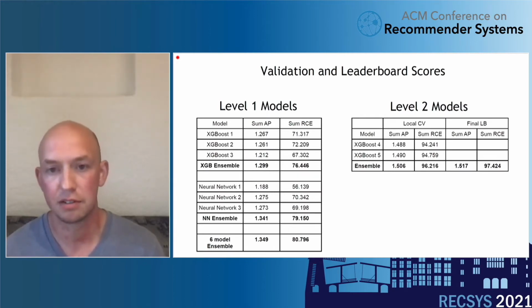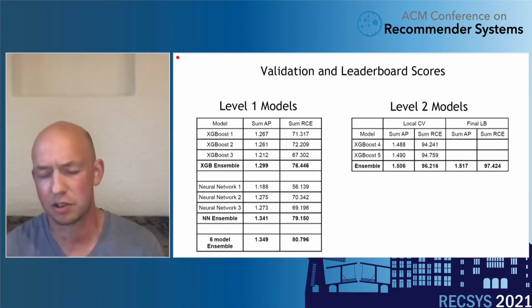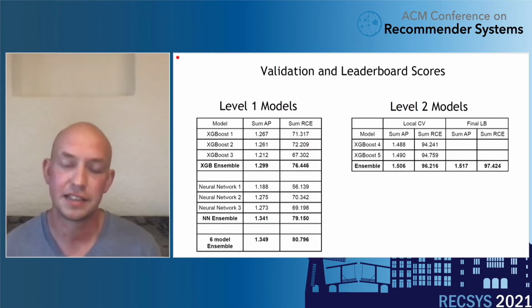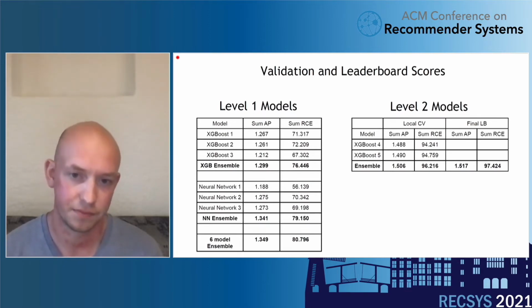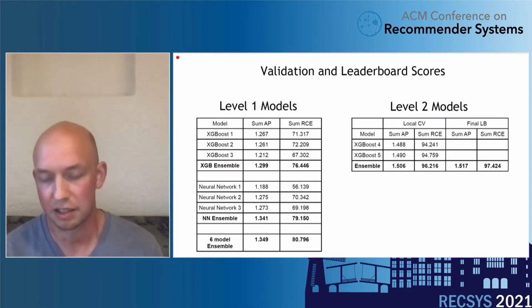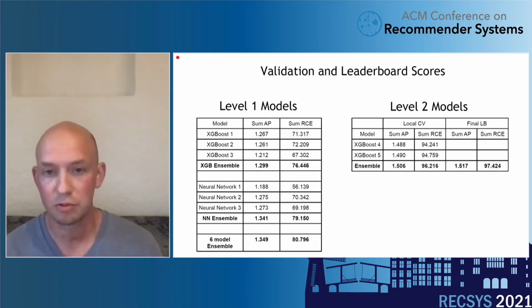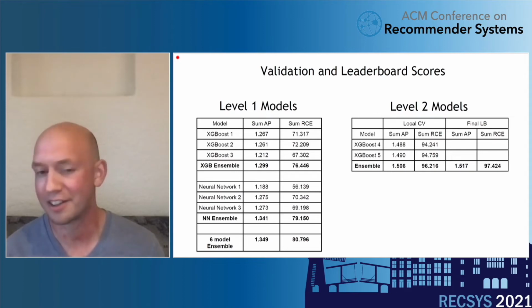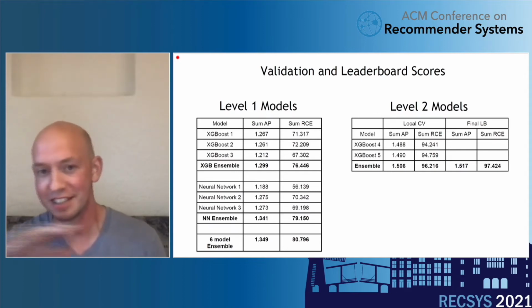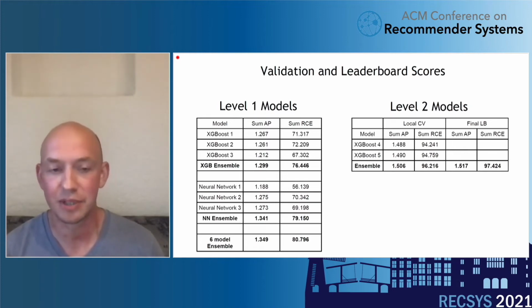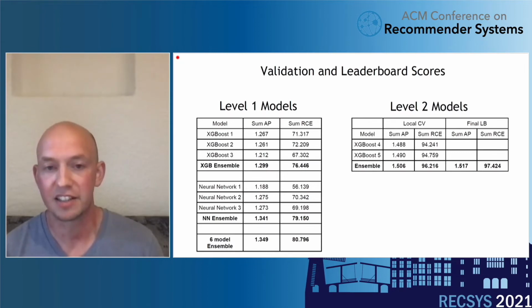This was local CV based on, I think, 10 or 20% of the validation data. And the final LB was in the end 97. And we can see here again, the ensemble was helping a lot. And this model runs in 23 hours and I think 30 minutes. So we really maxed out our time for inference. And this is the reason all our design decisions were around making it efficient for inference.